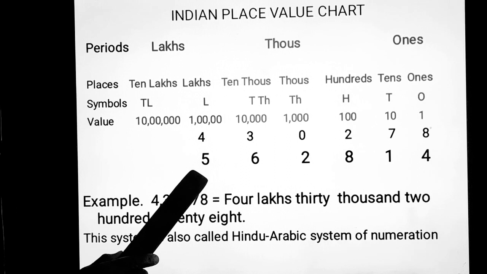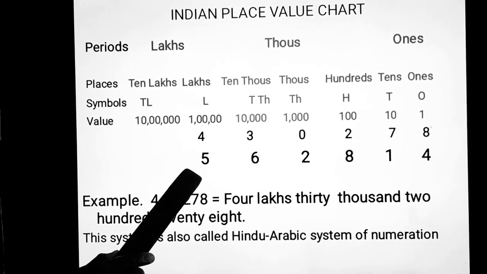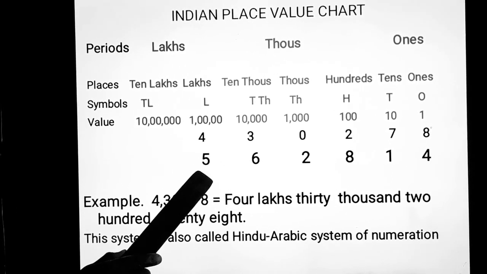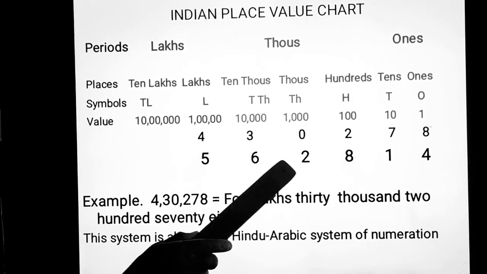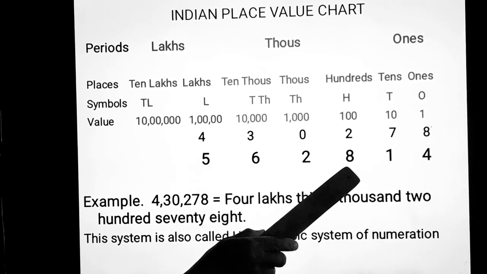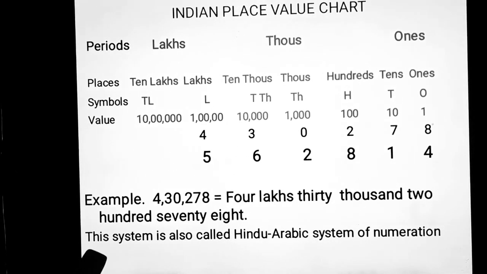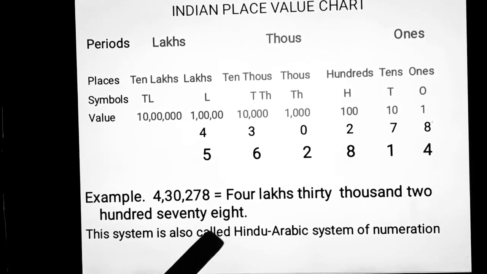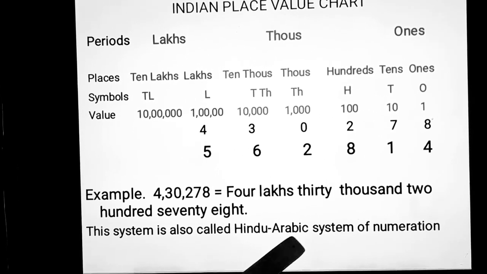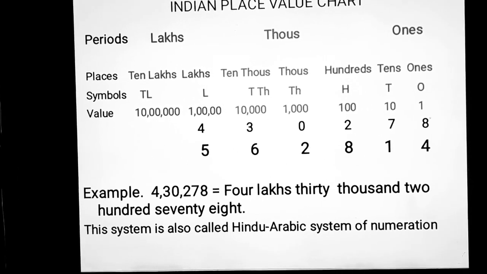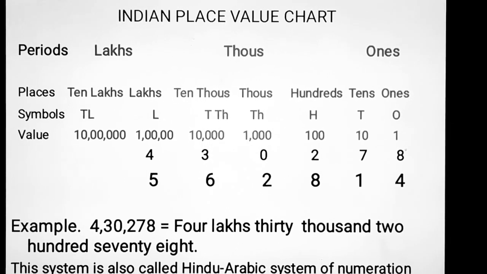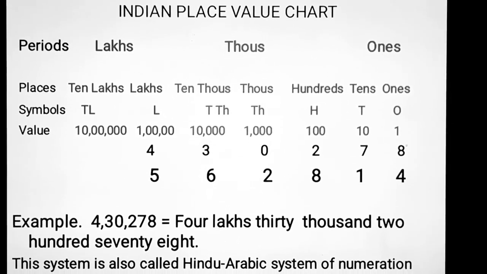Now look at another number. Now you read this number. Right, 5,62,814. This Indian place value chart is also called the Hindu Arabic system of numeration. We have learned 5 and 6 digit numbers.